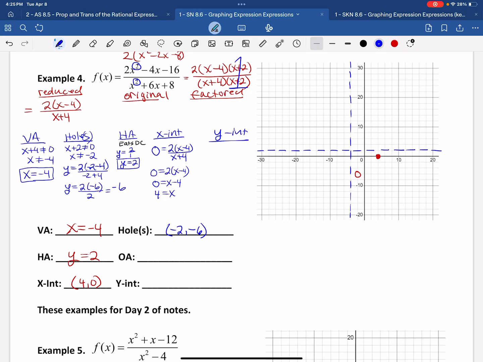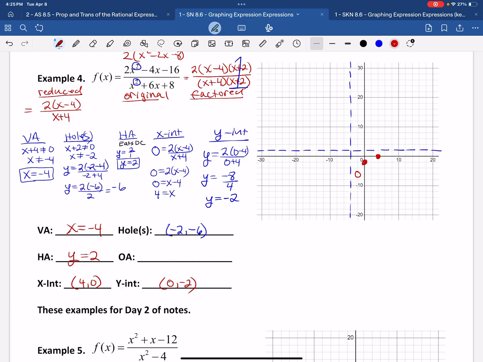Okay, so y-intercept, I'm going to go back to reduced form and put in 0 for x. So y equals 2 times 0 minus 4 over 0 plus 4. So y equals negative 8 over 4. So y equals negative 2. So that gives me a y-intercept of 0, negative 2. So 0, negative 2 is right here. All right, 0, negative 2.